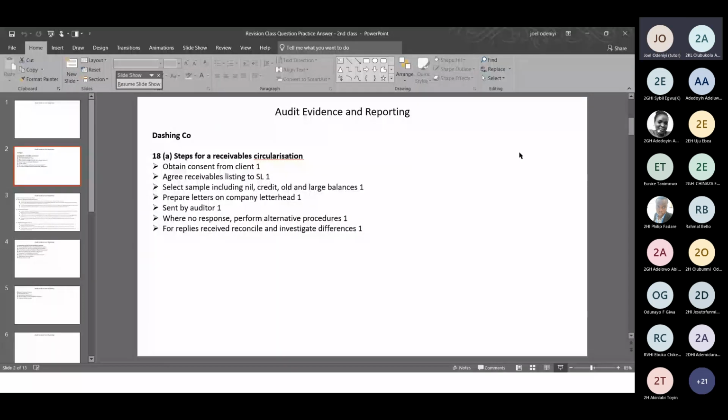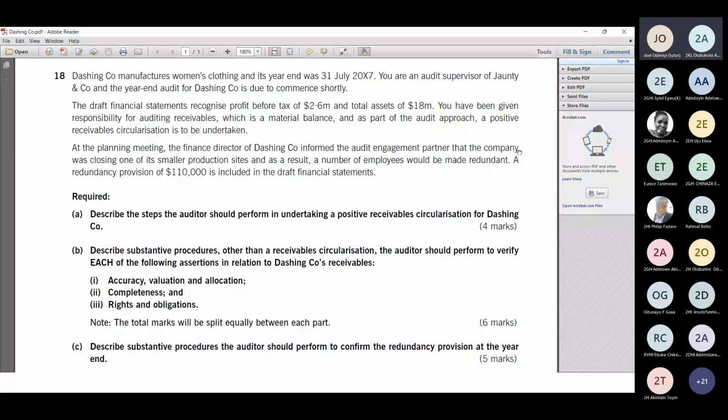Now the next question says, describe substantive procedures. This question I particularly want to use to highlight things and to help you understand how some procedures are relevant to some areas of the financials and how some of them are not. It says describe substantive procedures other than receivable circularization the auditor should perform to verify each of the following assertions in relation to Dashing Codes revenue and receivables. So you have accuracy, valuation, and allocation, completeness, and then rights and obligations.